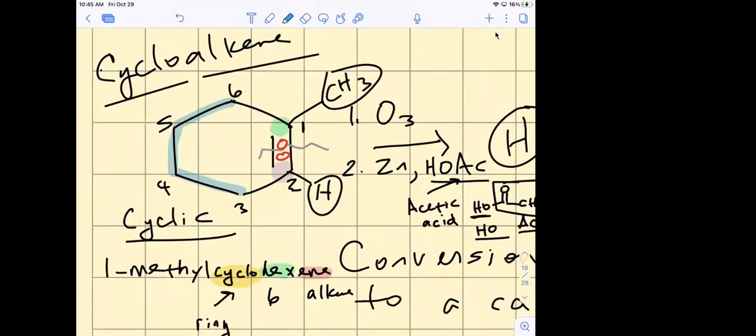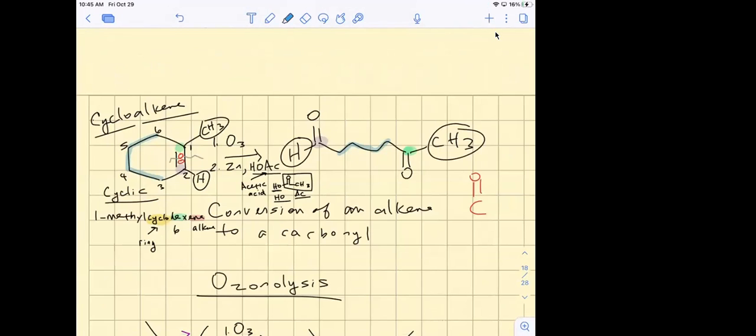In the ring, we don't break any bonds. The only bonds that get broken are the sigma and the pi bond that make up the alkene. That's it. Everything else stays intact. So that's why there's a chain between your two carbonyl functional groups.